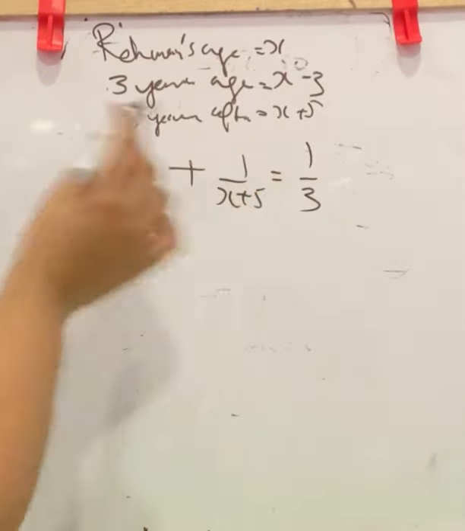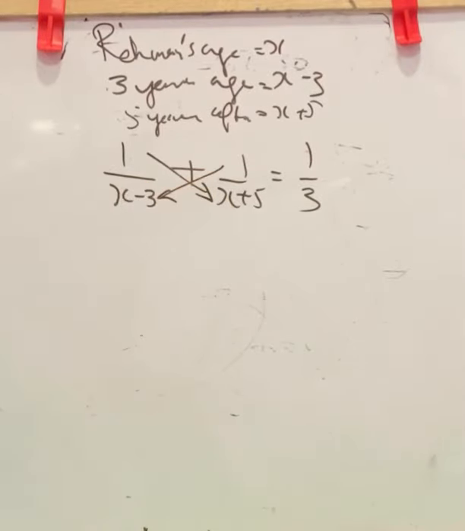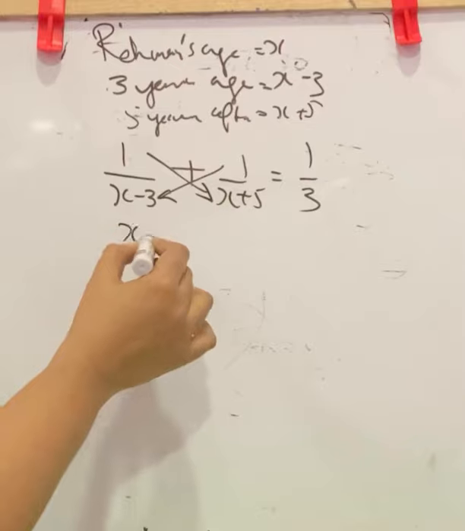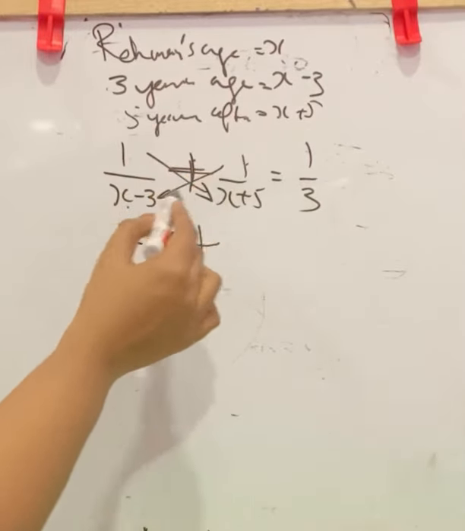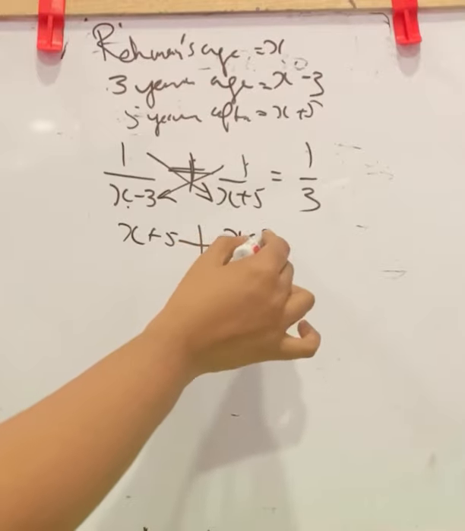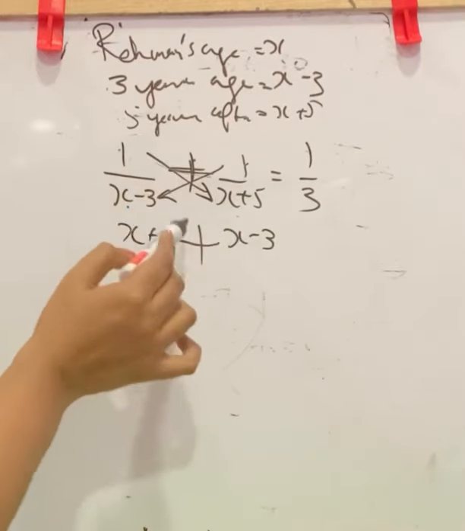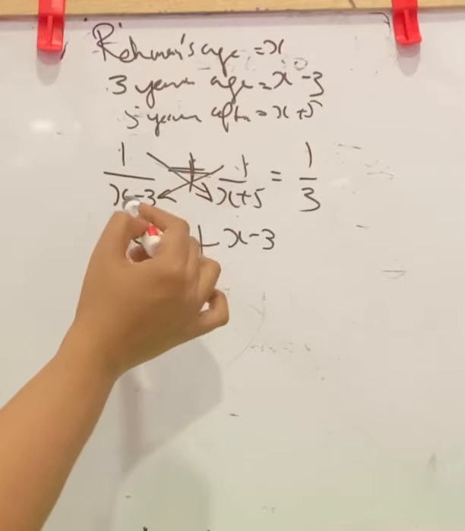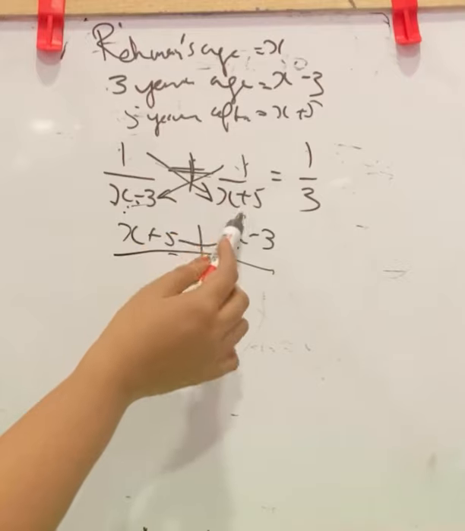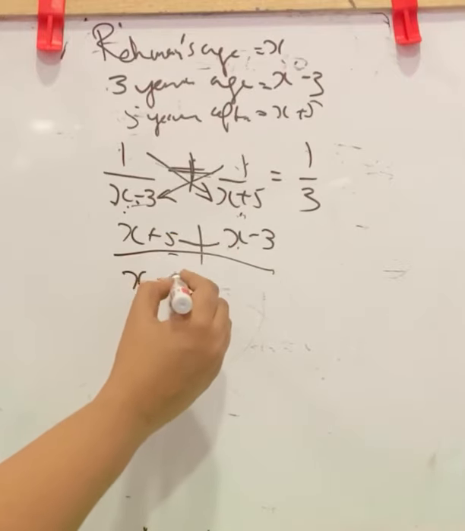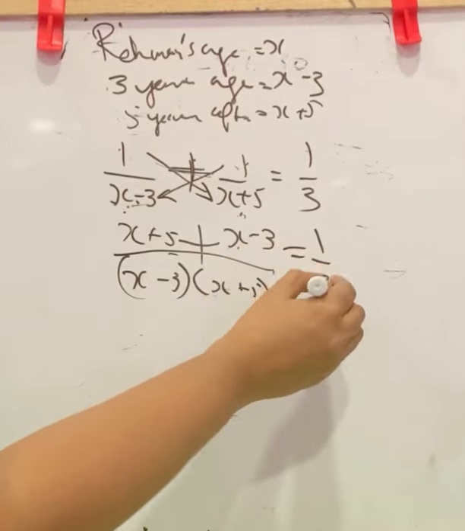It is given in the statement. Okay. Now here we want to cross multiply it first. 1 into x plus 5 is x plus 5, plus 1 into x minus 3, x minus 3. That is this numerator into this denominator, the middle sign, then this numerator into this denominator, whole by the product of the two denominators, x minus 3 into x plus 5, equal to 1 by 3.